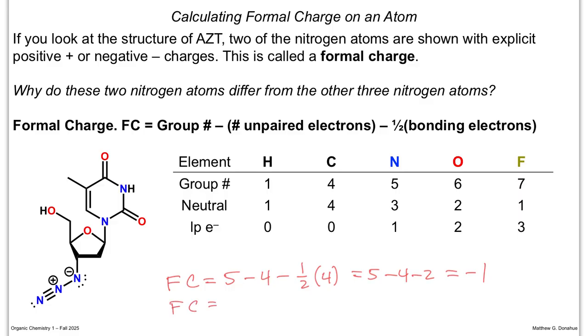So what about the other one? It's still nitrogen, so group 5. Unpaired electrons is 0. So we're showing 4 bonds, so that's 8. So that ends up being +1.